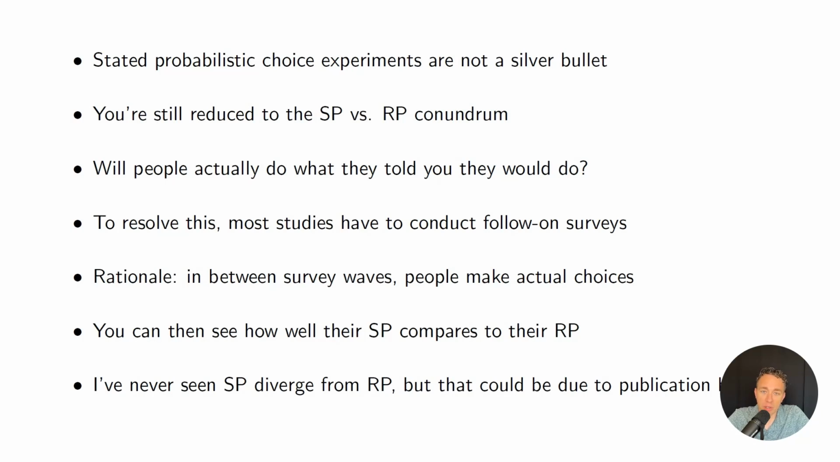So you could say, well, this clearly proves that stated preferences are reliable. On the other hand, it could just be publication bias, that I have only seen the studies where those have lined up. The other ones where they don't line up aren't published. So you've got to take that with a grain of salt.